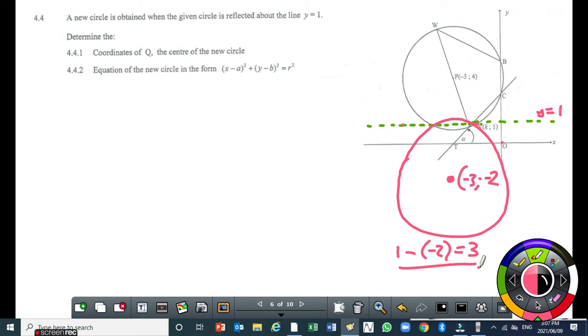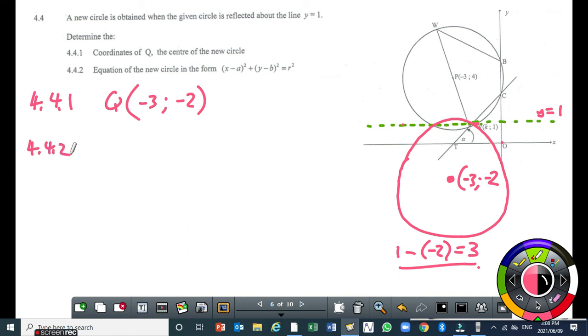Right now, this question, as I said, requires a bit of common sense. Before you write the answer, you need to think first whether your answer makes sense or not. So for 4.1, the coordinates for Q, which will be the new center, X will be minus 3 and Y will be negative 2.